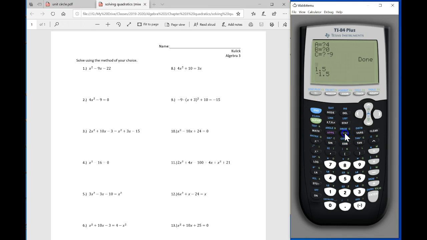Yeah, let's do it again. Which one do you want to solve? 12. Okay, to do 12, it has to equal 0. So the first step I would do is subtract the x from both sides. When I do that, I'd have 6x squared plus 0x minus 24, correct? So the A is 6, the B is 0, and the C is -24. I press enter, my answers are 2 and -2.